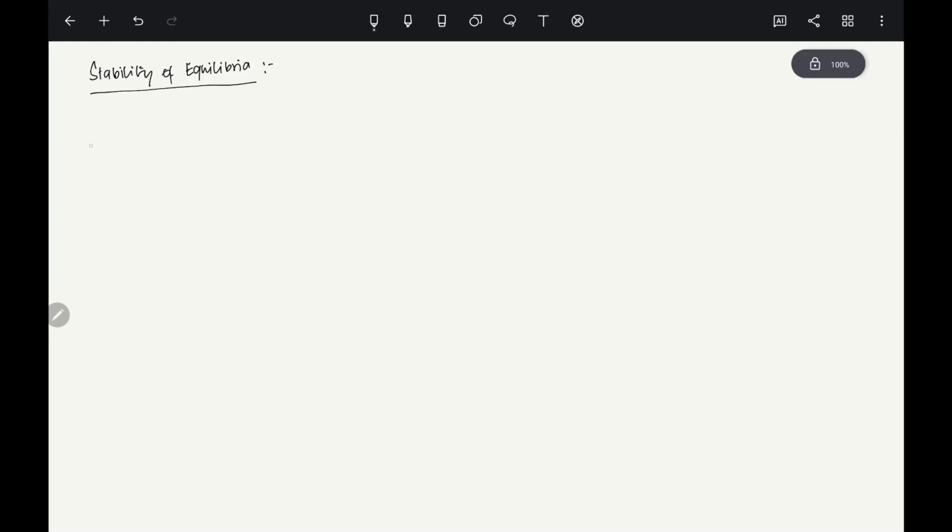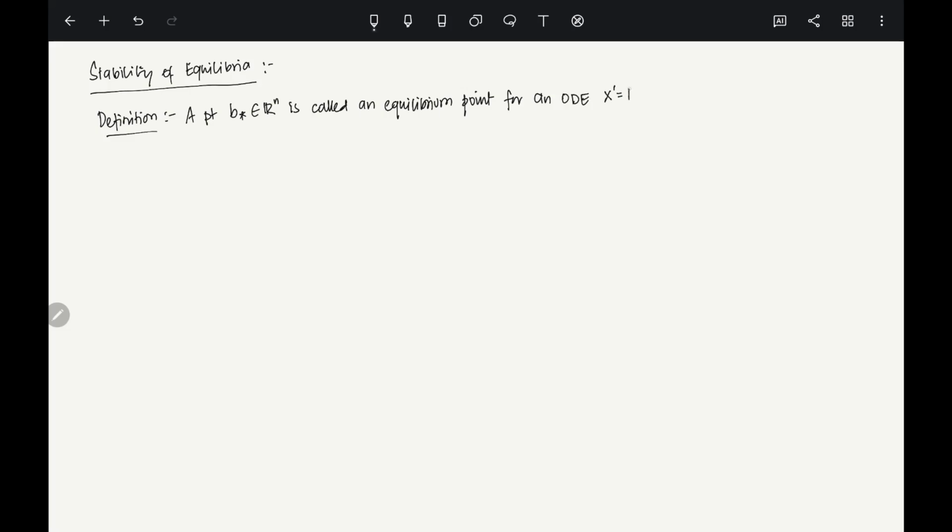So this definition is of something called an equilibrium point, or a critical point. Definition: a point B star in R^n is called an equilibrium point for an ODE. What is the ODE? X prime equals f of x.